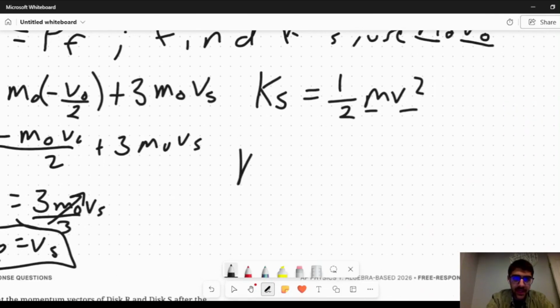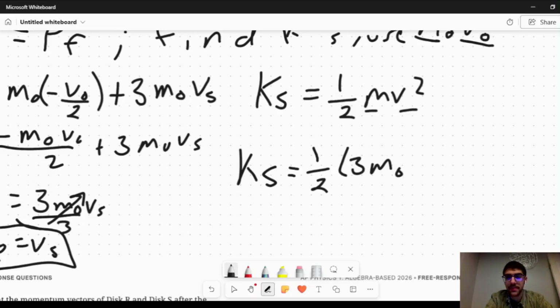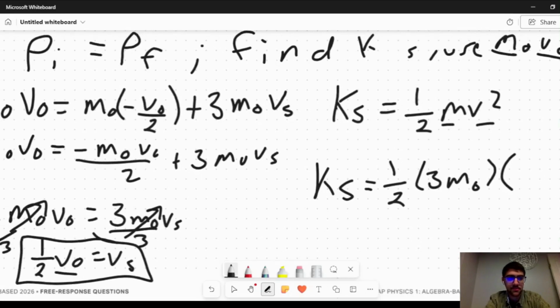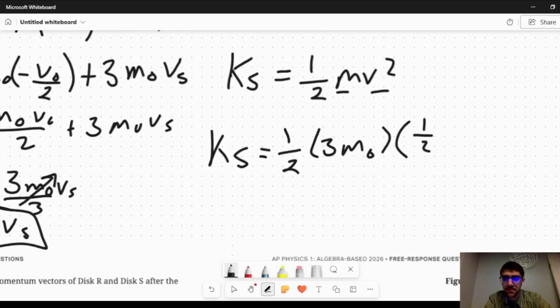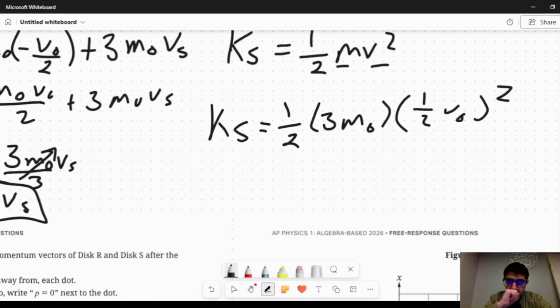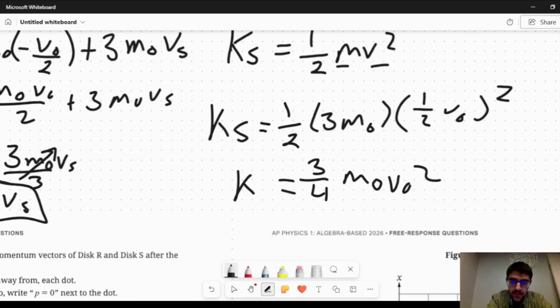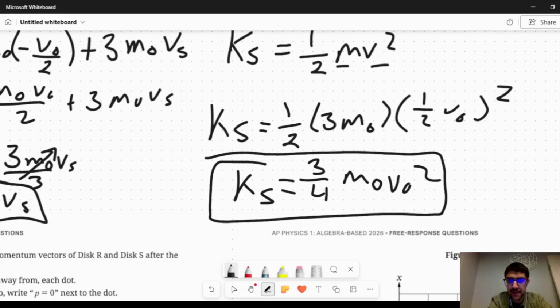So then KS is equal to 1/2 times 3m0. You have to make sure you put the 0 so that they know. They might take off a point if you just put m, since technically you're naming a random variable for them. And then we said vs is equal to 1/2 v0. So 1/2 v0 squared. It's better to simplify. So we have 1/2 times 1/4, that's 1/8, times 3... so 3/4 m0 v0 squared is equal to the kinetic energy of disk S after they collide.